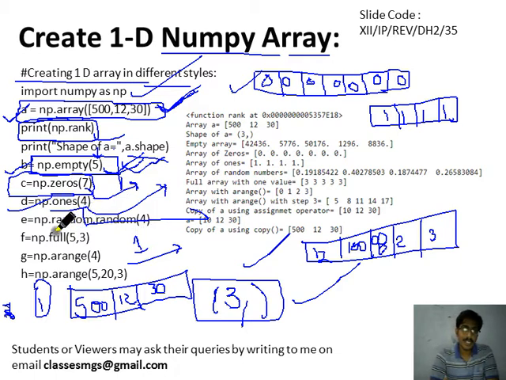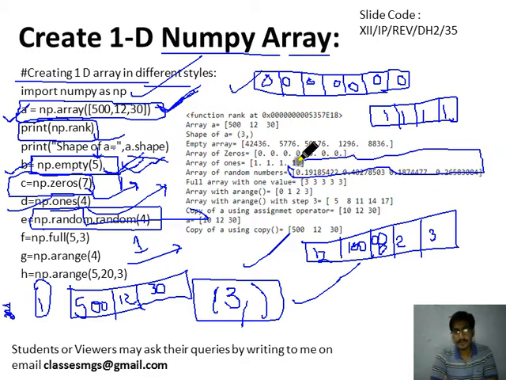Now next is the numpy array creation with random values, and the range of the values will be between 0 to 1. The range of the elements will be between 0 to 1. So it will create a numpy array like this: first, second, third and fourth, and each value will be between 0 to 1. Always keep this in mind.